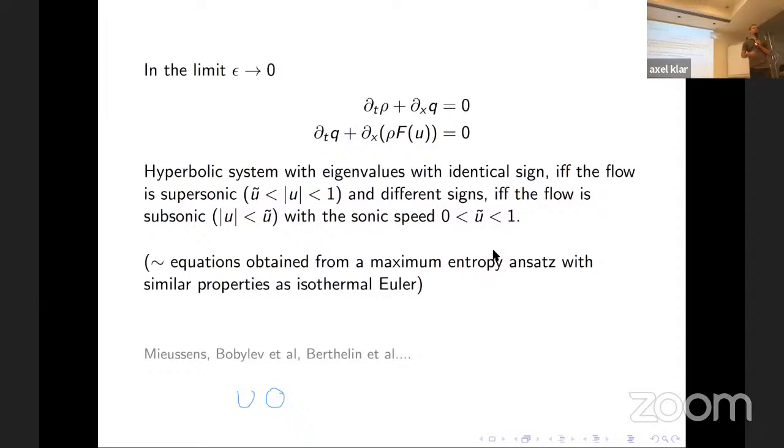The good thing here is actually that the system is rich enough. It's in fact sort of equivalent to systems which you obtain by a maximum entropy, and you have a lot of properties which are similar to isothermal Euler. In particular, you have eigenvalues with identical sign if the flow is supersonic, so the absolute value is between some u tilde, which is the sonic speed, and 1. And they have different signs if the flow is subsonic, if the absolute value is smaller than u tilde. So that's similar to the Euler case, but of course u is restricted to between -1 and 1. And u tilde plays the role of the sonic speed in Euler. It's the same thing.